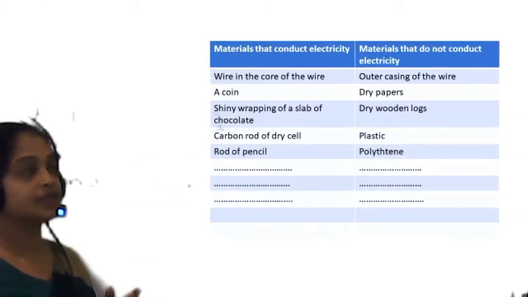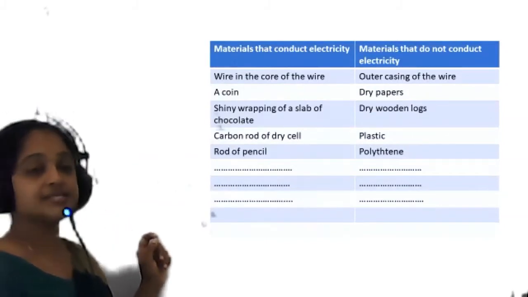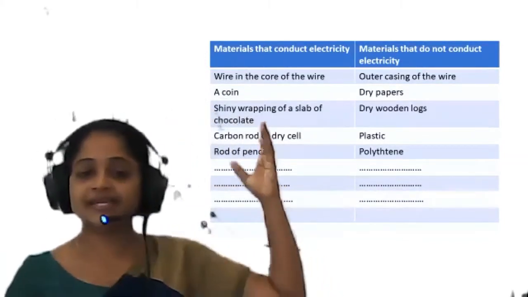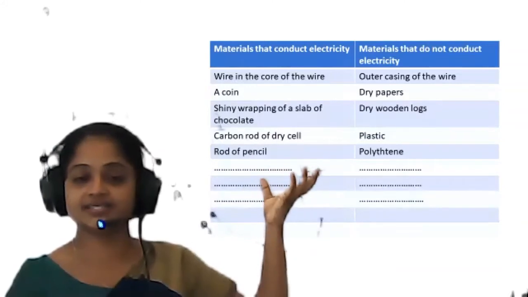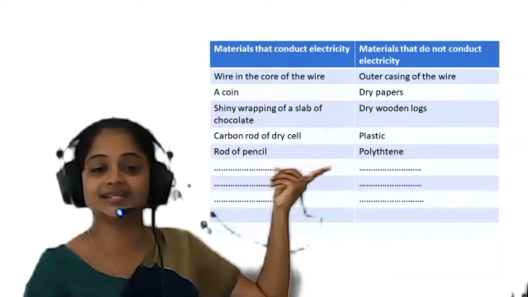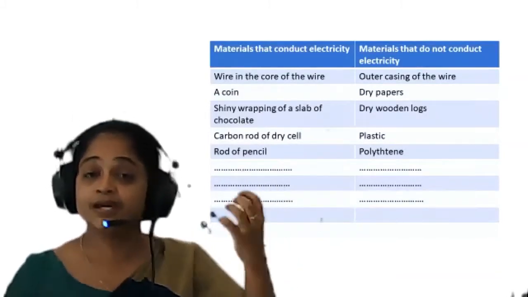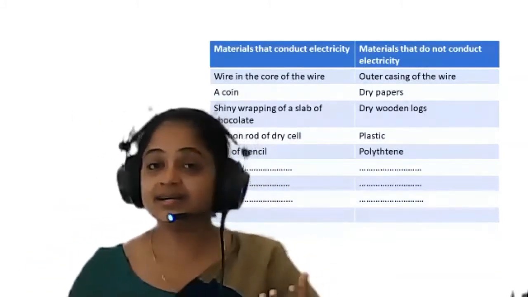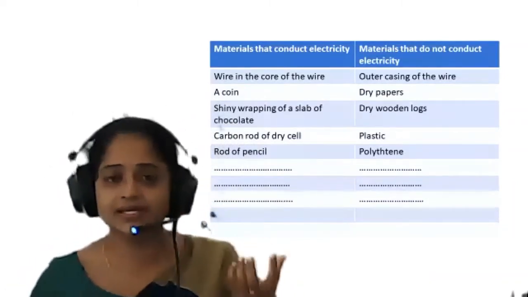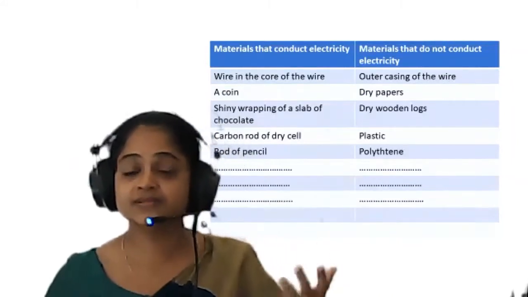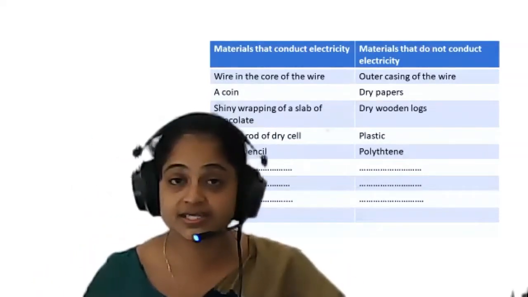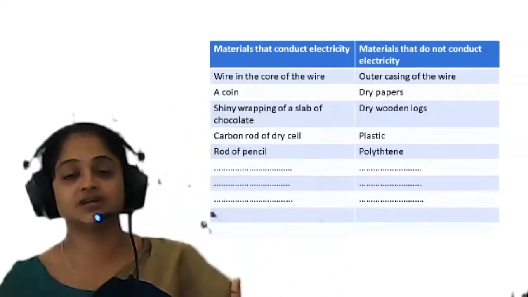Okay. Next, write down the examples for that. What are the examples? Can anyone tell me? The materials in this column are all conductors. Especially metals. All metals are conductors of electricity. What are the metals you know? Aluminium, silver, copper, iron. These all are very good conductors of electricity.